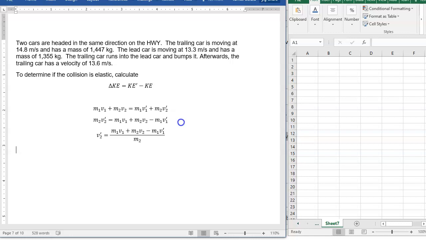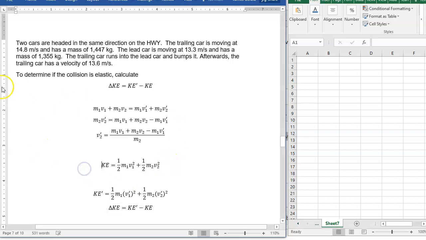Excellent. But what's the question we're trying to answer? Is this an elastic collision or not? To do that, we have to calculate the kinetic energies. So KE, the kinetic energy before the collision, is 1/2 m1 v1 squared plus 1/2 m2 v2 squared. And the kinetic energy after the fact is 1/2 m1 v1 prime squared plus 1/2 m2 v2 prime squared. And then delta KE is just KE after minus KE before. Well, let's start putting all of this together.